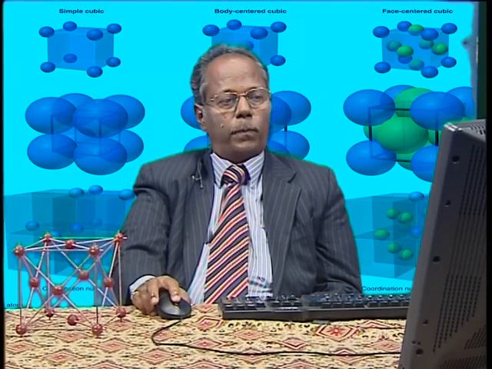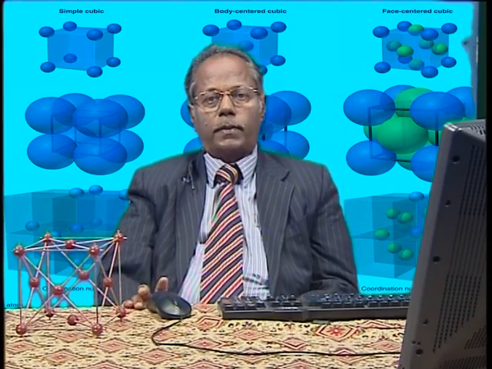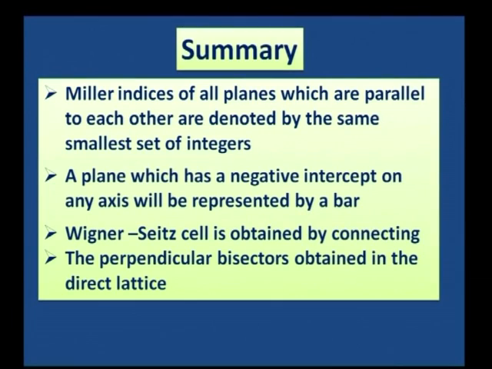Let me now pass on to the summary of the talk. Miller indices of all planes which are parallel to each other are denoted by the same smallest set of integers. A plane which has a negative intercept on any axis will be represented by a number with a bar. The bigger size cell is obtained by connecting the perpendicular bisectors obtained from the direct lattice.